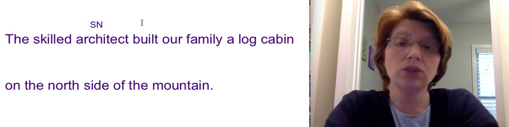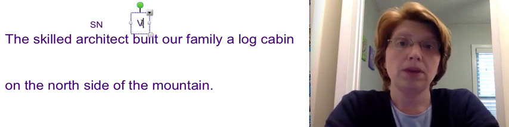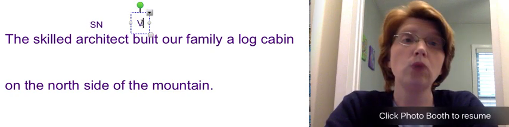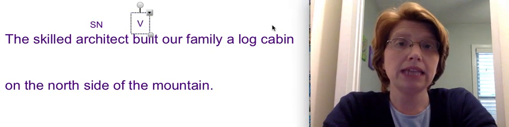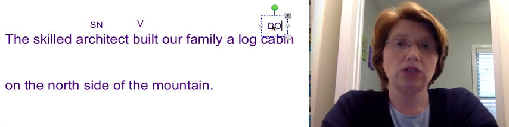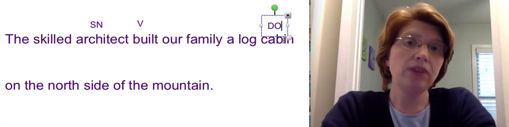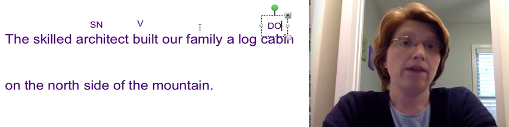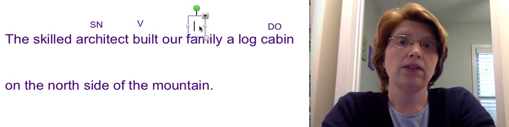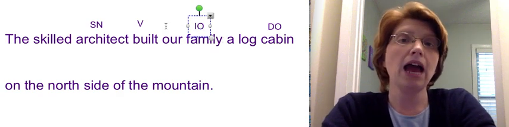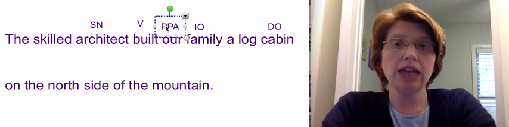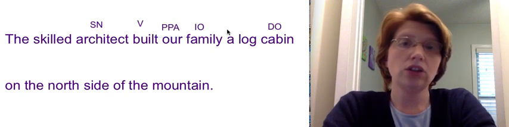Architect built, verb. Built what? Cabin, verify the noun. Does cabin mean the same thing as architect? No. Cabin, direct object. Built cabin for whom? Family, indirect object. Whose family? Our, possessive pronoun adjective.